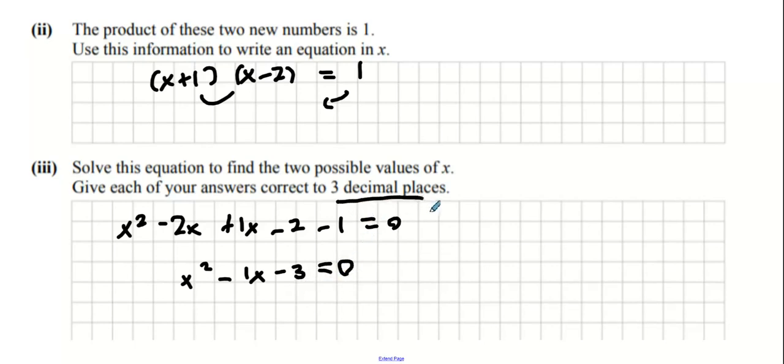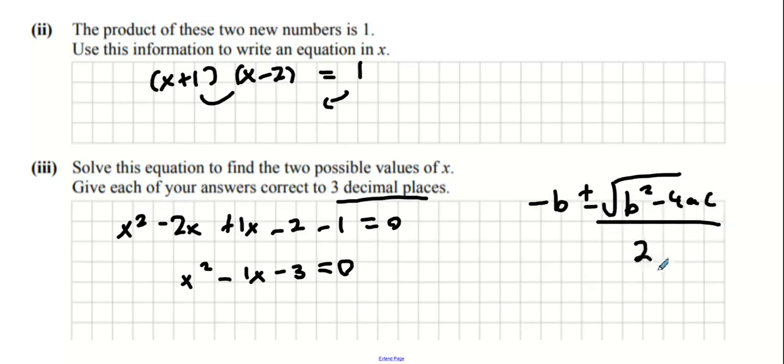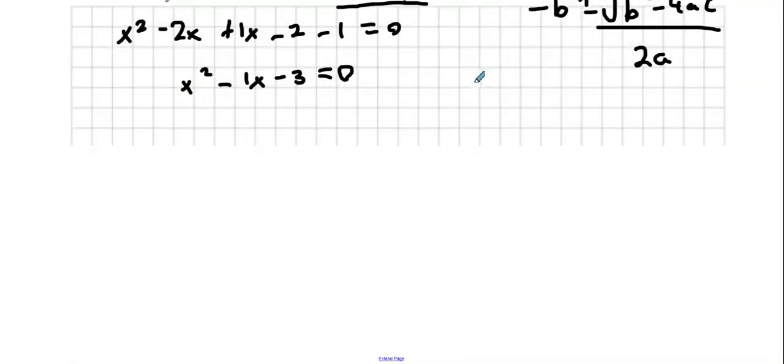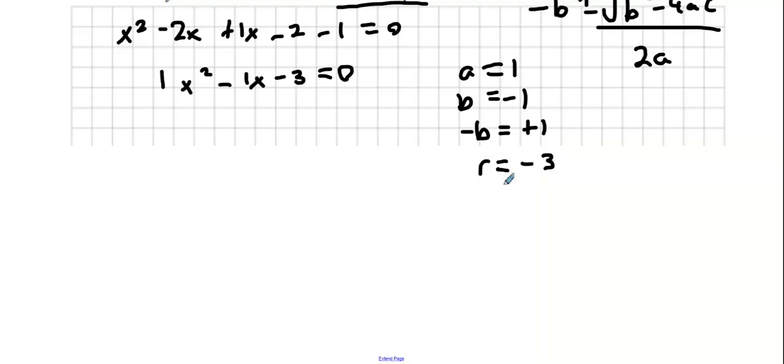A hint here is the fact that it wants it to two decimal places. This means we're going to use the minus b formula. So our a value will be 1. That's what comes in front of the x squared. B value is minus 1. Minus b value is plus 1. C value is minus 3.